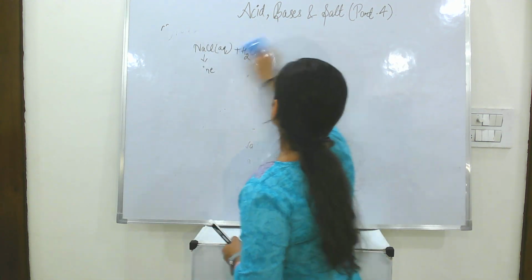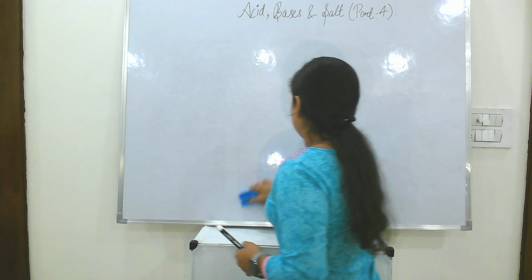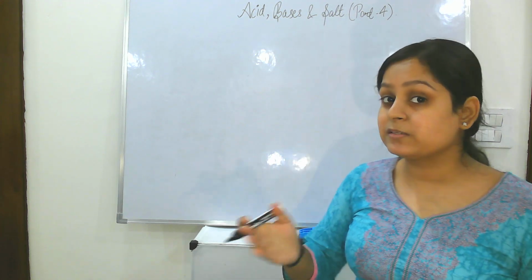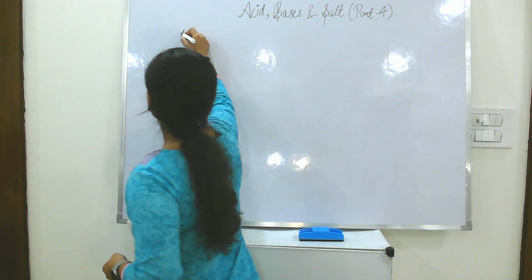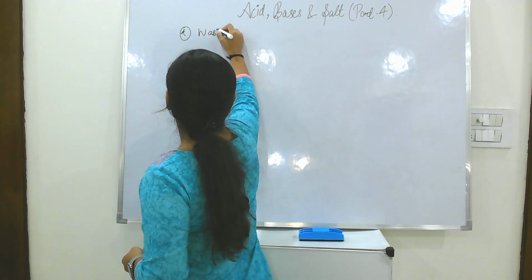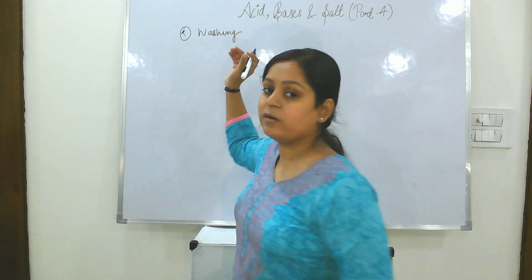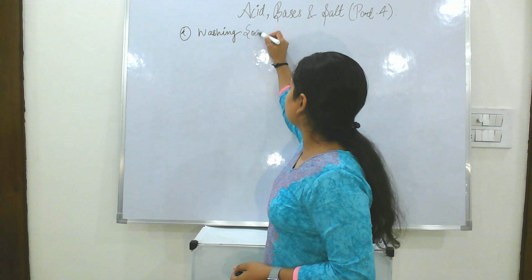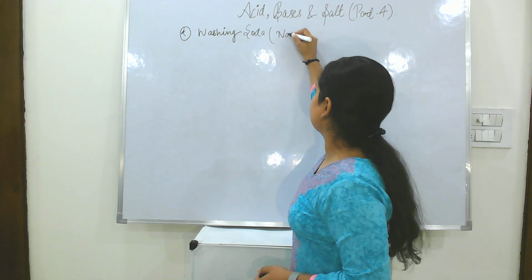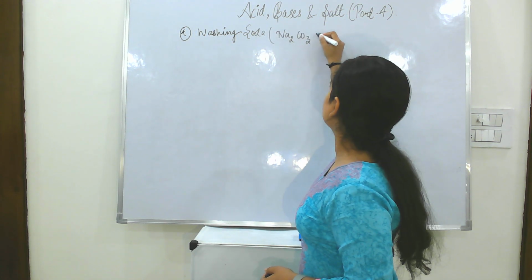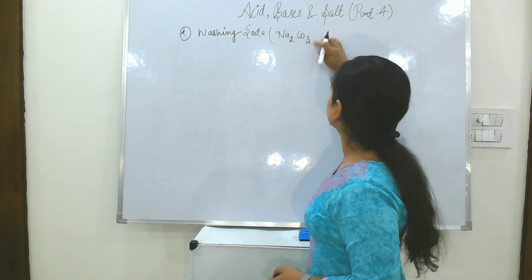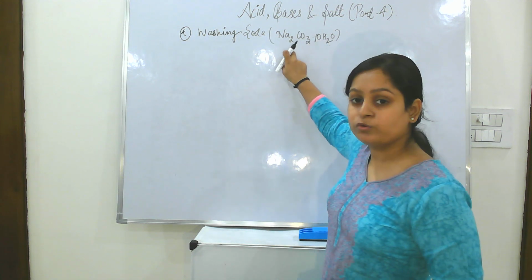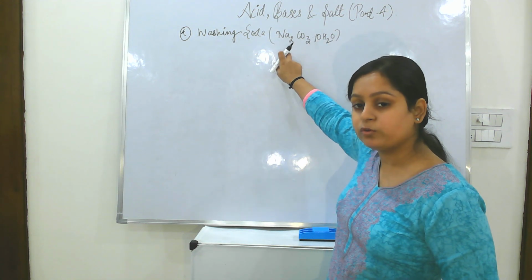Third one is washing soda. And for washing soda also we use sodium carbonate as the raw material. It is basically a recrystallized form of sodium carbonate. Washing soda, and the formula is Na2CO3 dot 10H2O. So Na2CO3, from where does this Na2CO3 come?